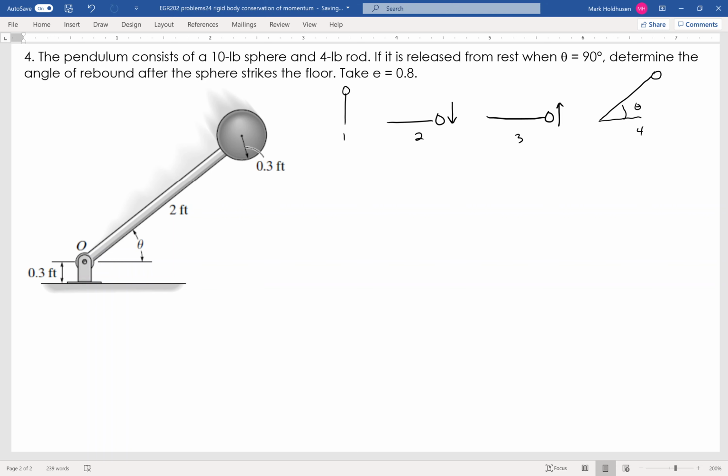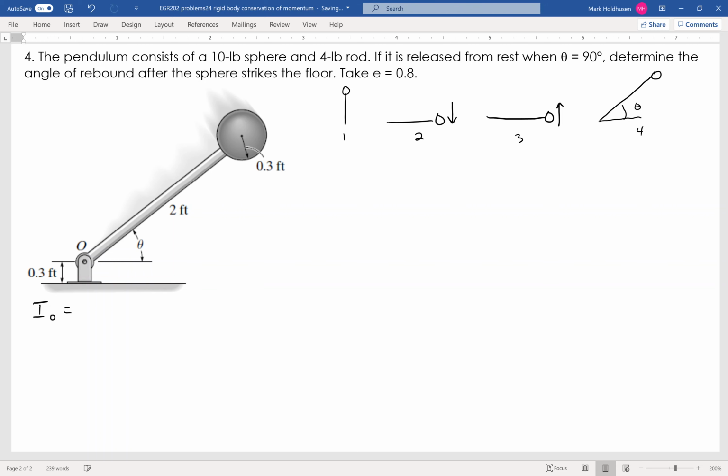1 to 2 is conservation of energy because only gravity is going on there. 2 to 3 is an impulse problem, so we're going to do conservation of momentum, angular impulse, coefficient of restitution stuff. And then 3 to 4 is again only gravity, so we're going to do conservation of energy. The thing I want to do before we get too far into this is find the moment of inertia about point O for this entire thing. So let's go ahead and take 2 seconds and figure that out.